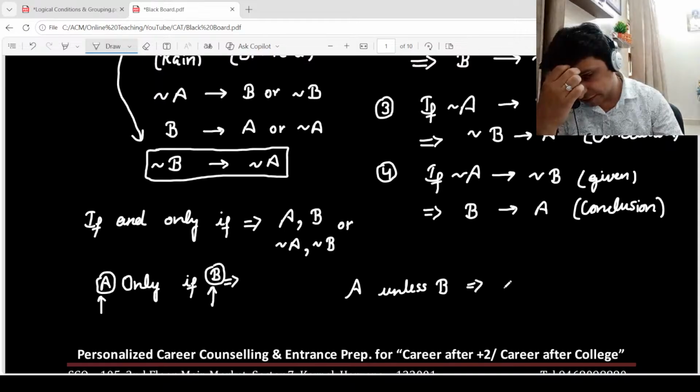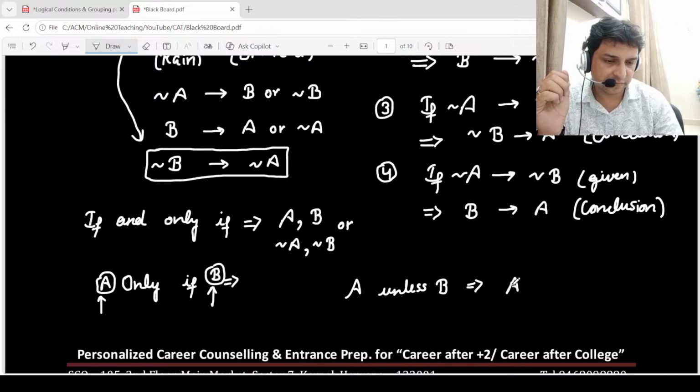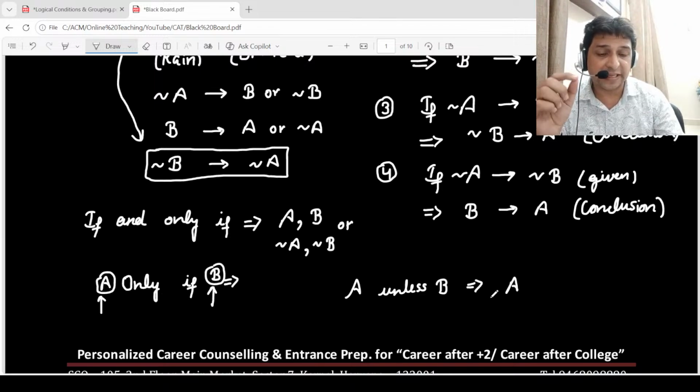This clearly means that if A unless B, that means there is a dependency on B.